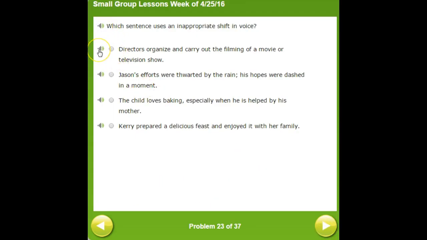Which sentence uses an inappropriate shift in voice? Directors organize and carry out the filming of a movie or television show. Jason's efforts were thwarted by the rain. His hopes were dashed in a moment. The child loves baking, especially when he is helped by his mother. Carrie prepared a delicious feast and enjoyed it with her family.